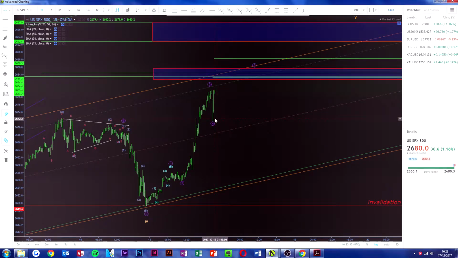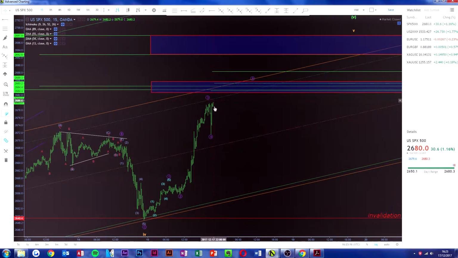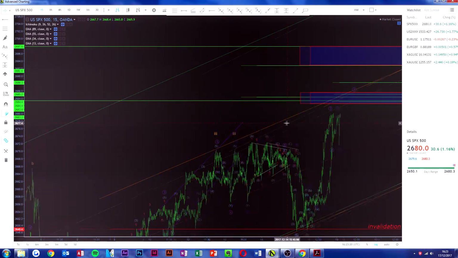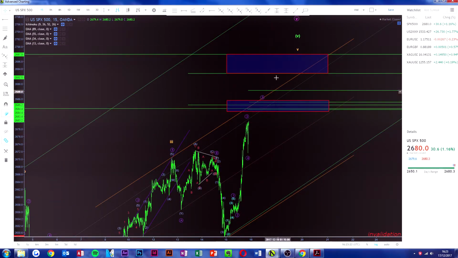So we got this sharp wave 4 after flat wave 2, so the alternation is again perfect, but we've now got these targets here, these two boxes.